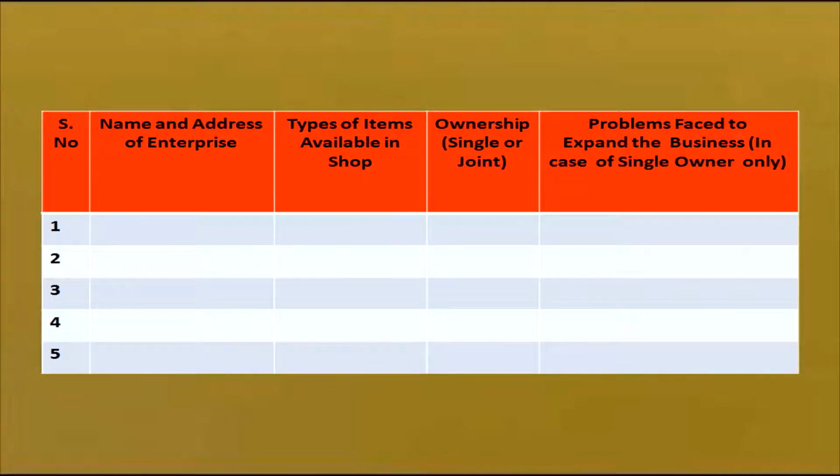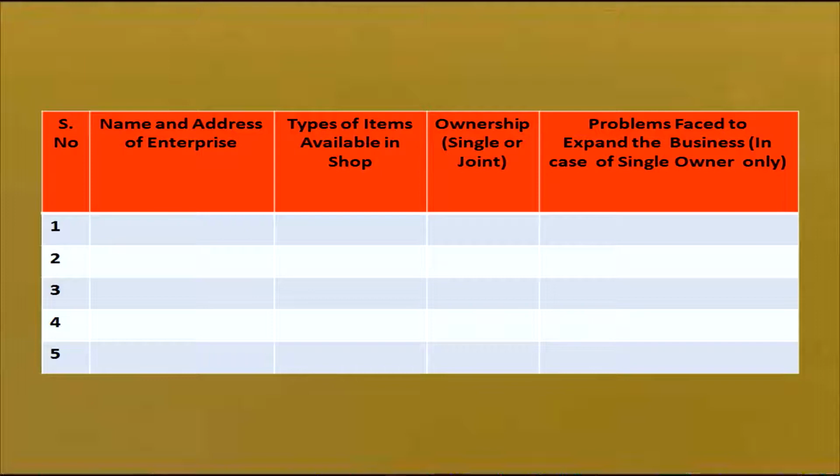Type of items available in the shop. If it is a small shop, it means more items or variety of items will be there definitely. You can include some of the names of different products that you have seen. Similarly, there are shops which are engaged in special products only, medicines, textiles, like that also you can include. Specialized in one item, that is, the main item is medicine or textile. And problems faced to expand the business.